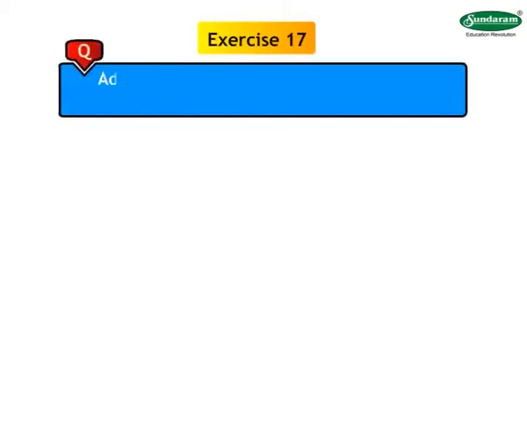Now, let us solve examples from exercise 17. Addition of hours and minutes by carrying over. Exercise 17. Question. Add. 1. 6 hours 32 minutes and 3 hours 45 minutes.